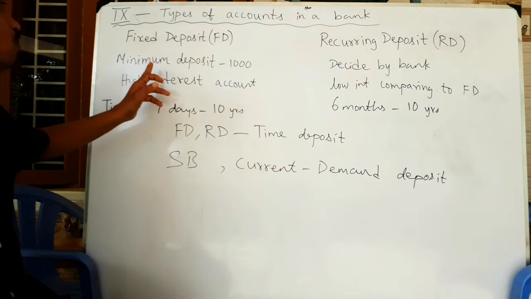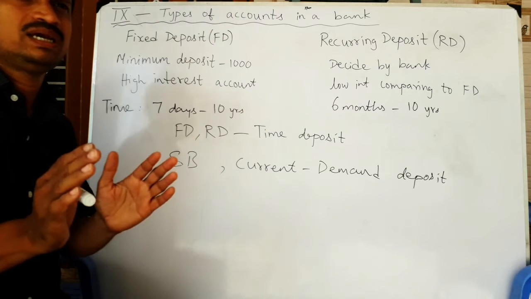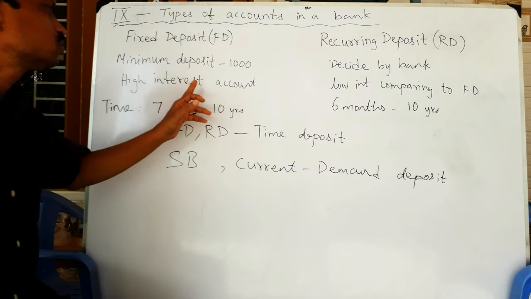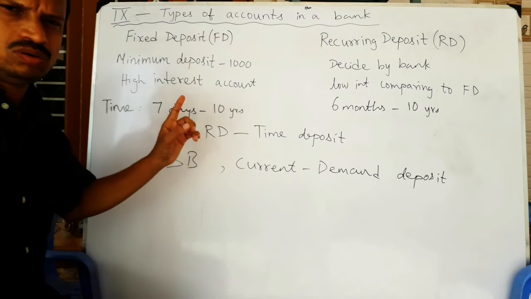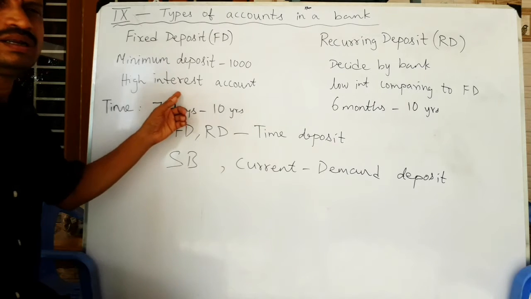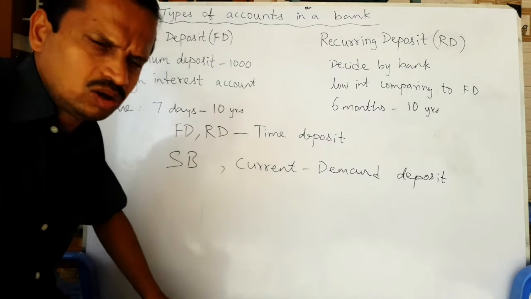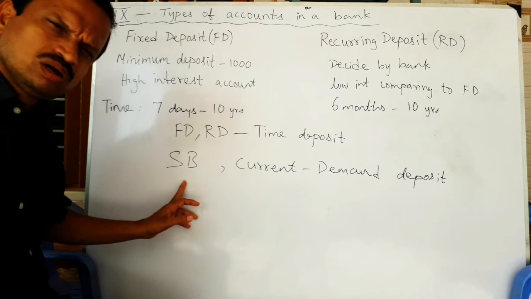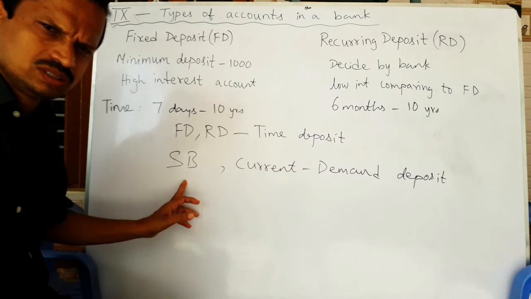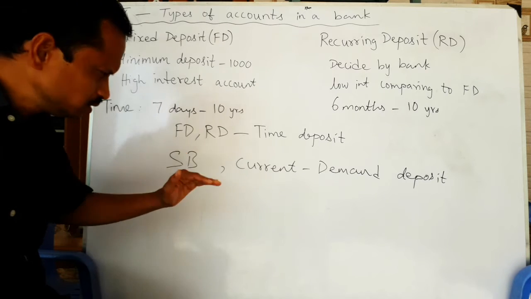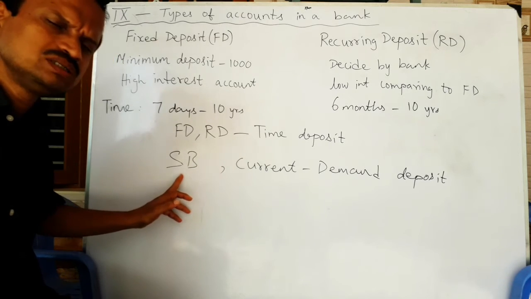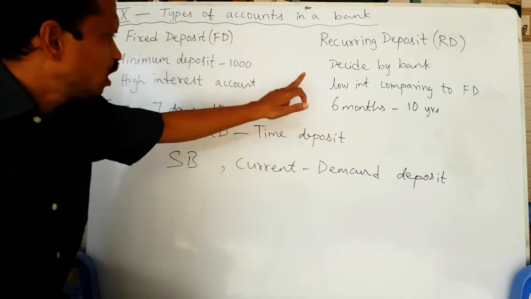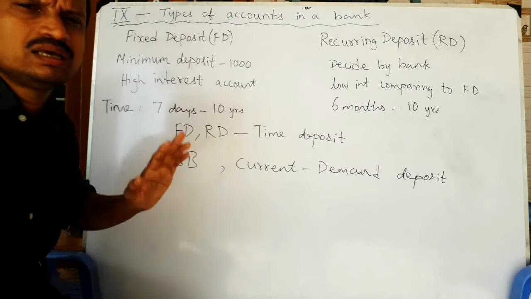So the minimum deposit, how much we can deposit, the minimum limit is 1000. And it is a high interest account. Comparing to RD, here we get a high interest rate. The interest will be calculated higher compared to RD. In an SB account also we get interest on a daily basis, but there the interest is very low. The SB account is a very low interest account. Then we prefer RD and then FD. So FD has the highest rate of interest.